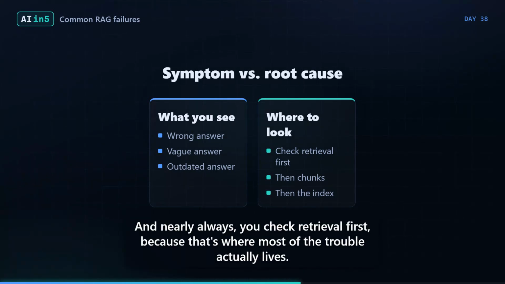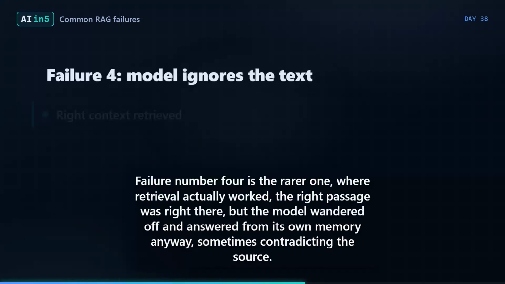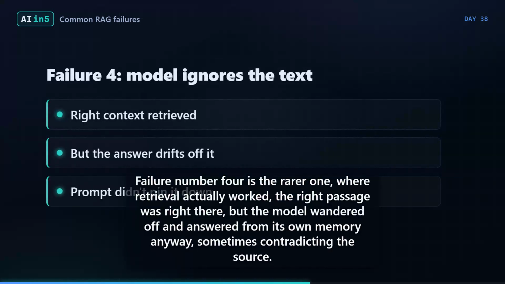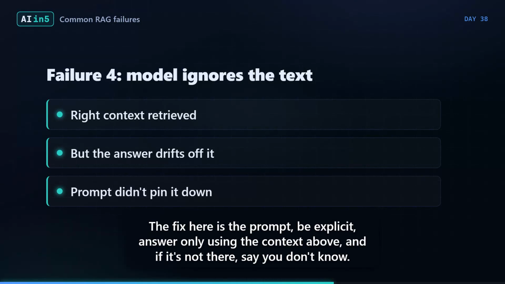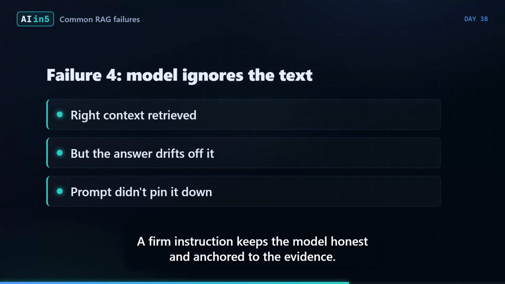Failure number 4 is the rarer one, where retrieval actually worked, the right passage was right there, but the model wandered off and answered from its own memory anyway, sometimes contradicting the source. The fix here is the prompt. Be explicit. Answer only using the context above, and if it's not there, say you don't know. A firm instruction keeps the model honest and anchored to the evidence.